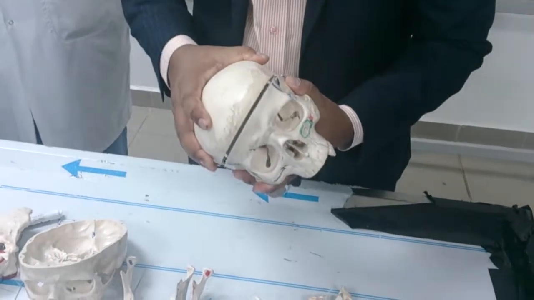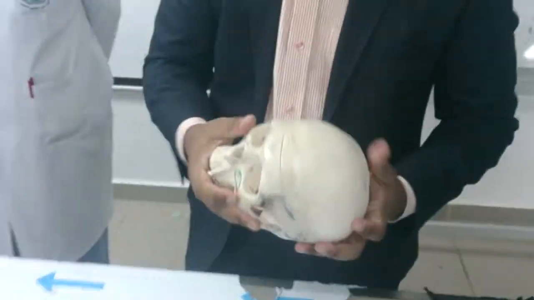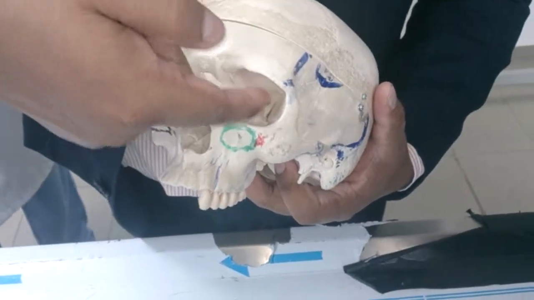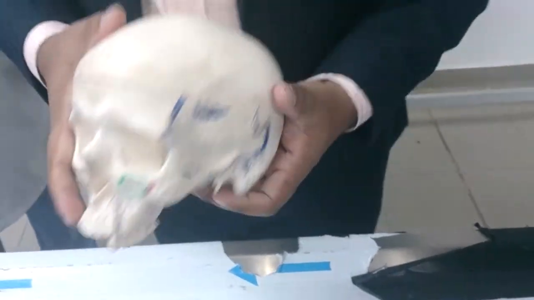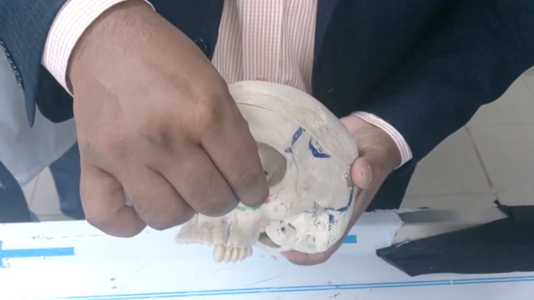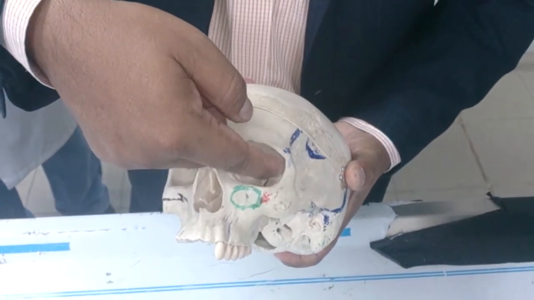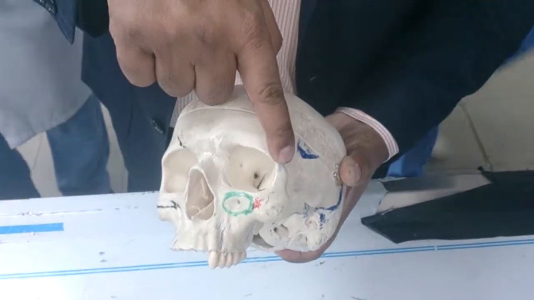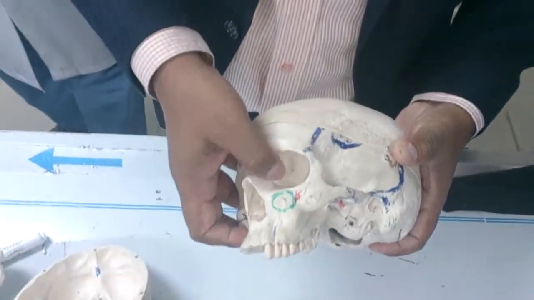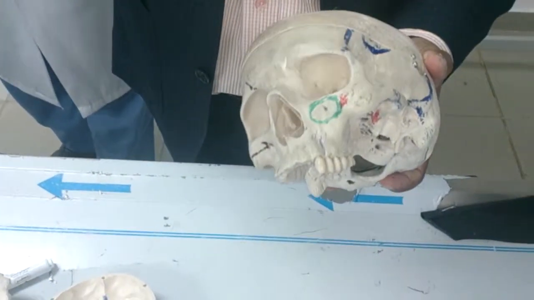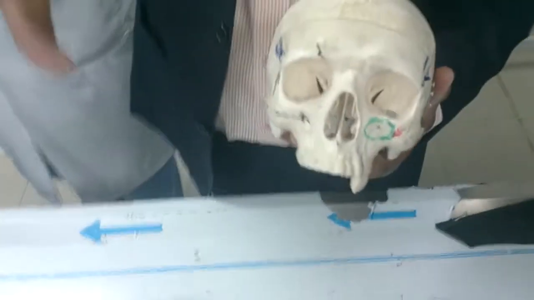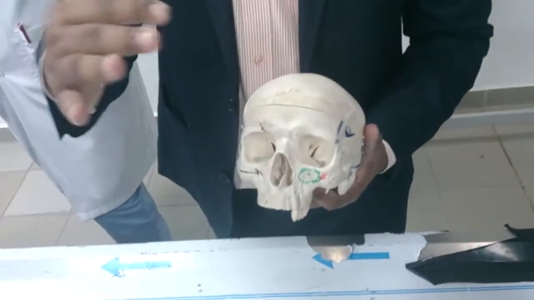Okay, now come to the orbit. See this, this is the orbit, and it consists of a roof, floor, medial wall and lateral wall. Now which bone forms the roof? Frontal bone. Which bone forms the floor? Maxilla. Which bone forms the lateral wall? Zygomatic bone, part of the frontal bone. And which bones form the medial wall? Nasal bones, and there is one bone called lacrimal. The lacrimal bone is for the lacrimal gland. So you should know what are the bones which form the roof, the floor, the medial wall, or lateral wall.